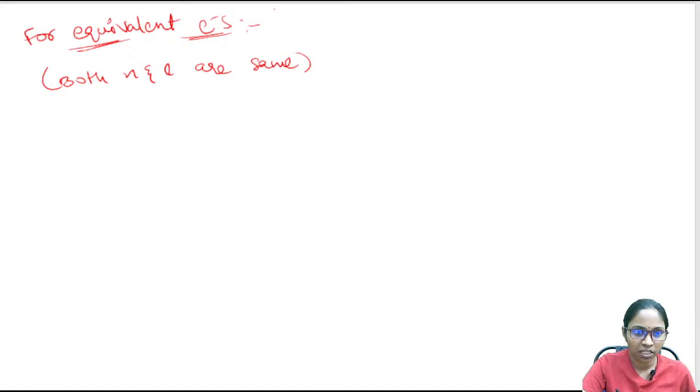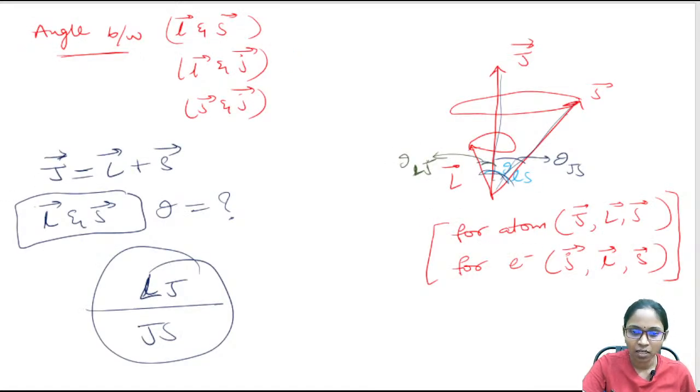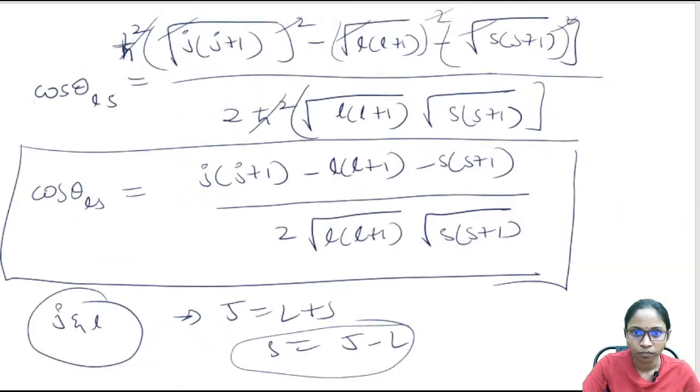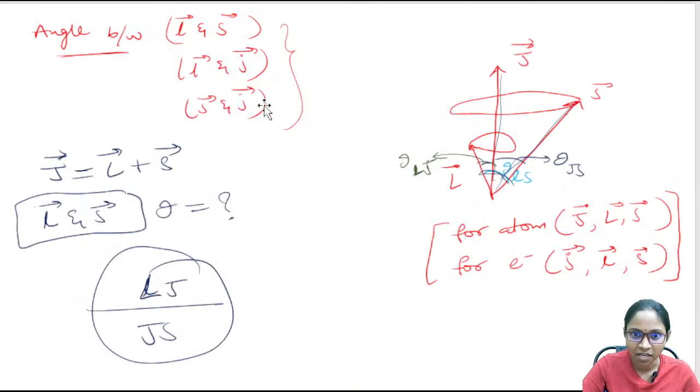In our last class, we had discussed how to find the angle between LS, LJ and SJ. These are the angular momentums: orbital angular momentum and spin angular momentum, and J is the total angular momentum. I asked you to solve the angle between LJ and SJ. I had solved for L and S, the angle between L and S.